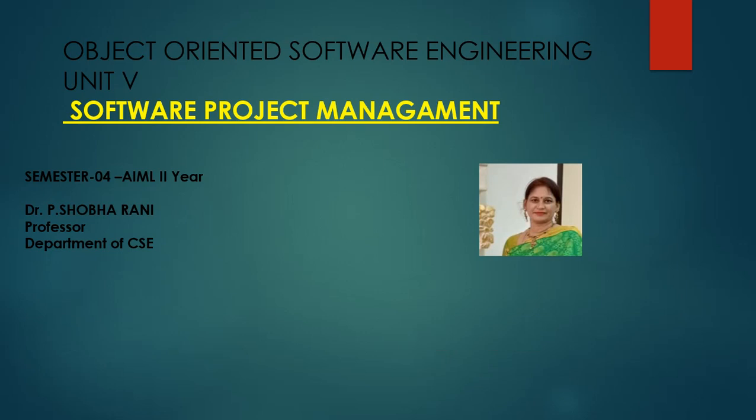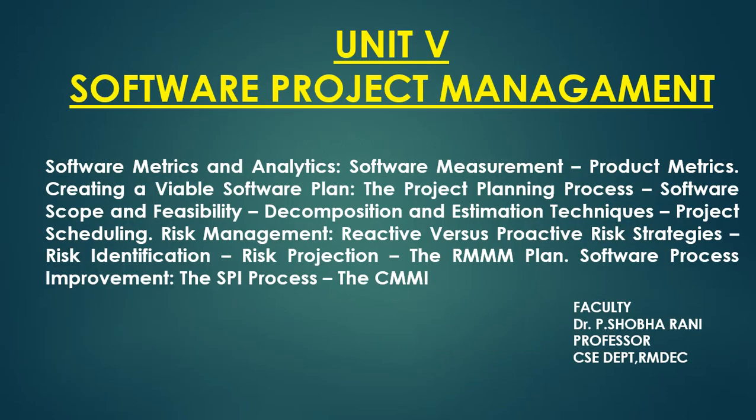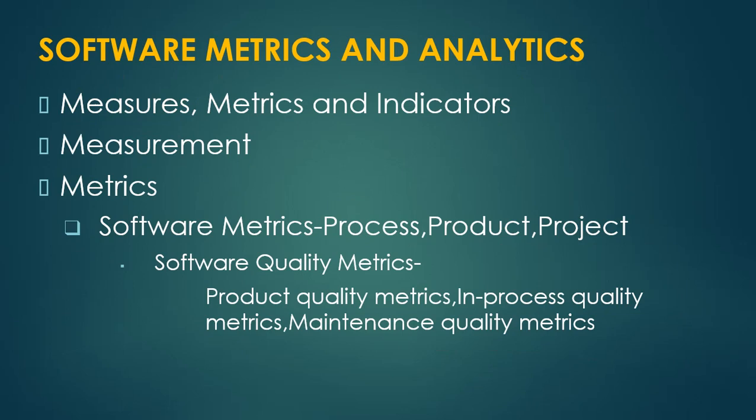Today we will discuss software project management, which comes under object-oriented software engineering as the fifth unit. Software project management, as the name itself says, means that this project should be managed after creating it. We have various types of metrics and analytics under this topic. First, we will see software metrics and analytics.